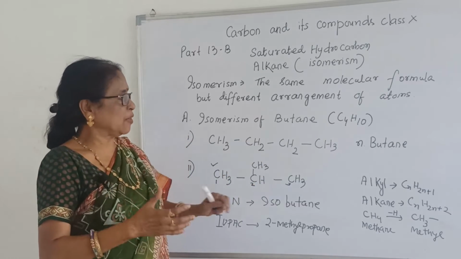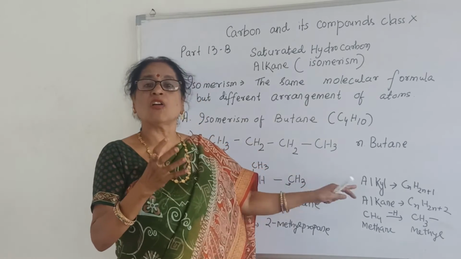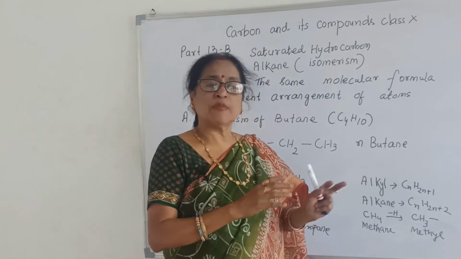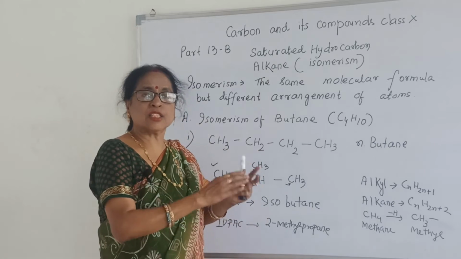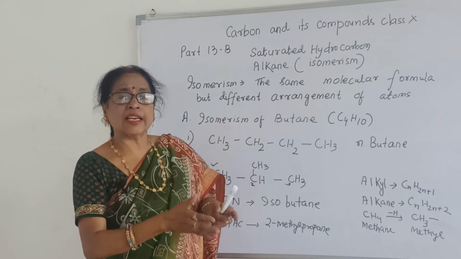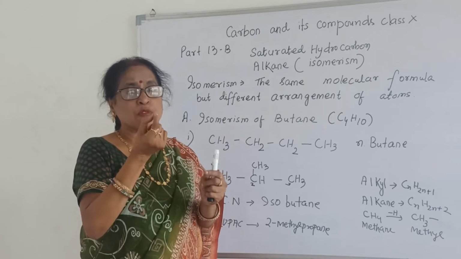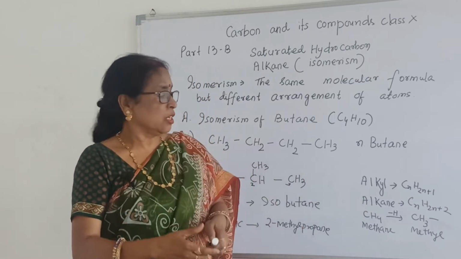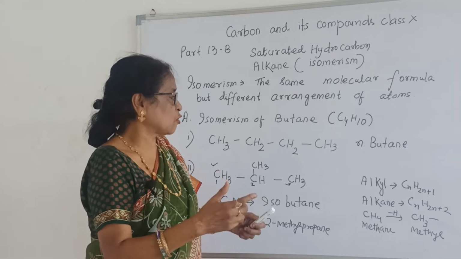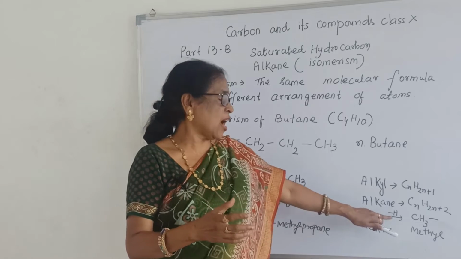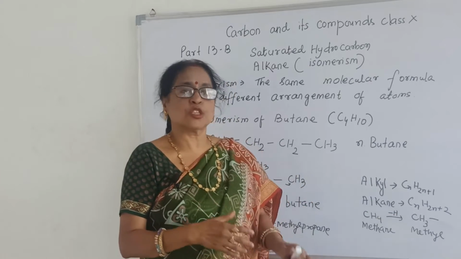What is meant by methyl group? Methyl is an alkyl. What is alkyl? The formula CnH2n+1. What is the alkane formula? CnH2n+2. That means one hydrogen less. So alkane changes to alkyl, that is CnH2n+1. For example, CH4 with 1 hydrogen less changes to CH3.